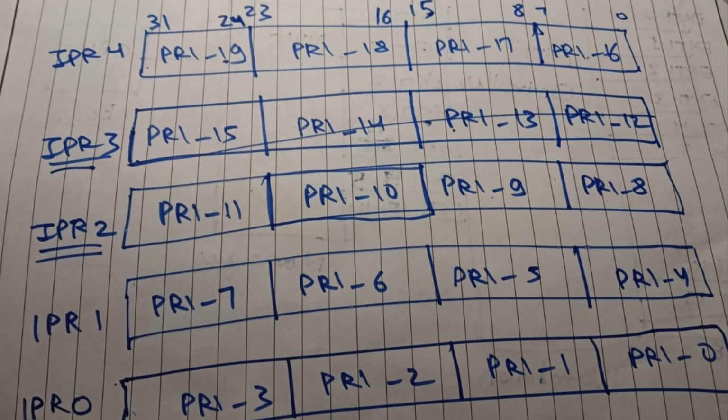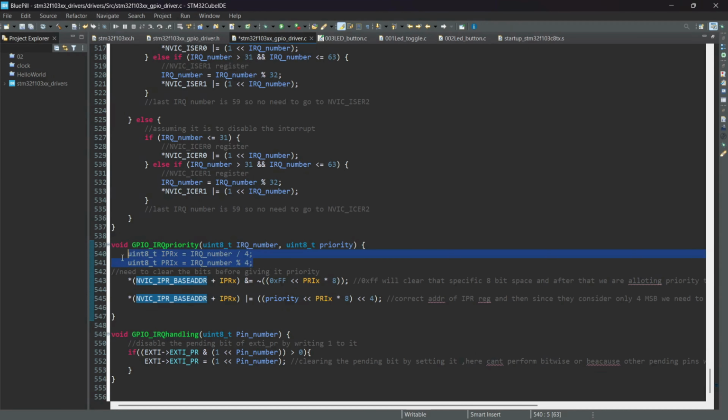So that's the mathematical logic we have written here to decide which IPR register we are going to configure and which of the bits we are going to configure. In order to know which IPR register we are configuring, we'll divide the IRQ number by 4. And in order to decide which bits we are going to configure, we will take the modulus of the IRQ number. We can understand this by taking an example.